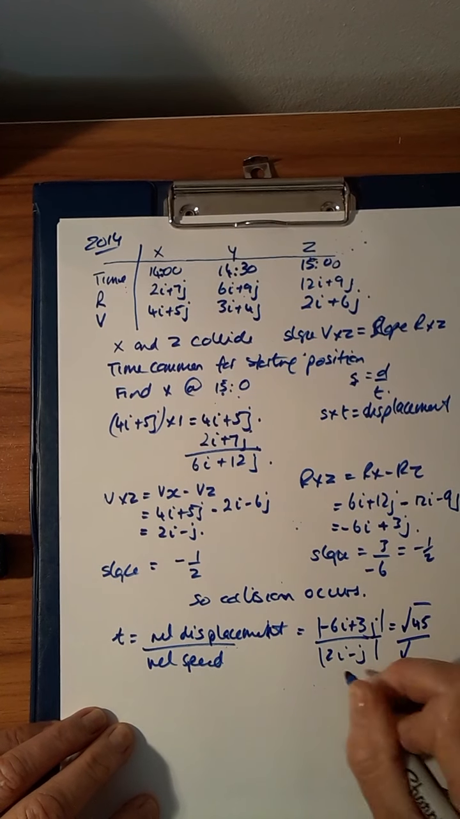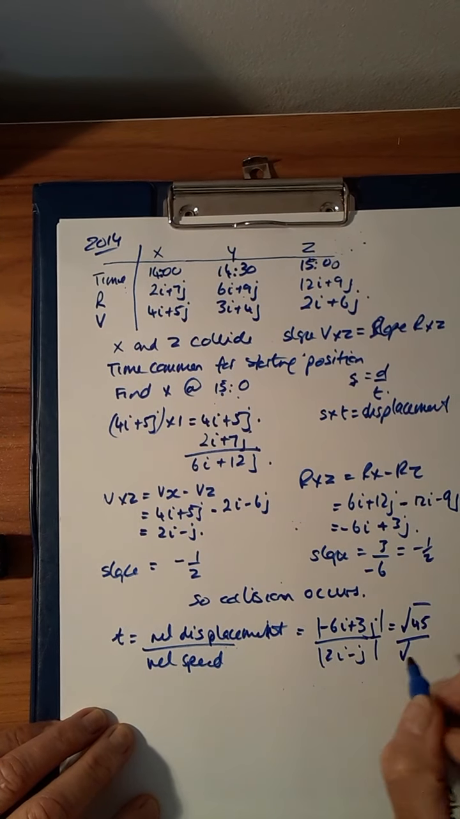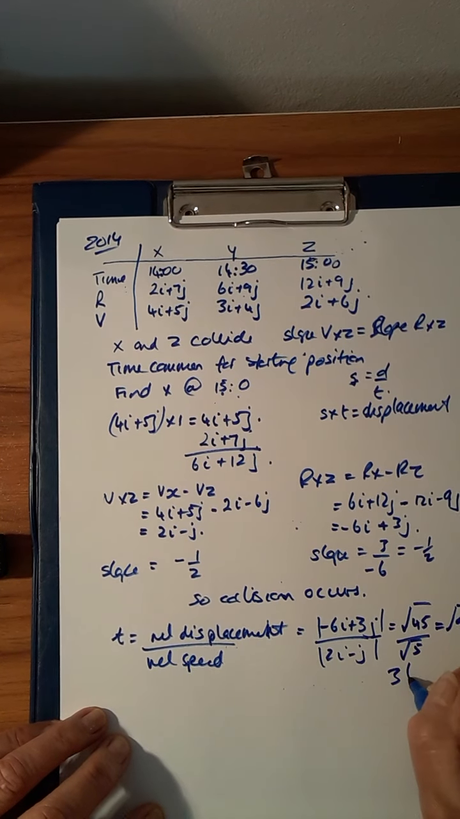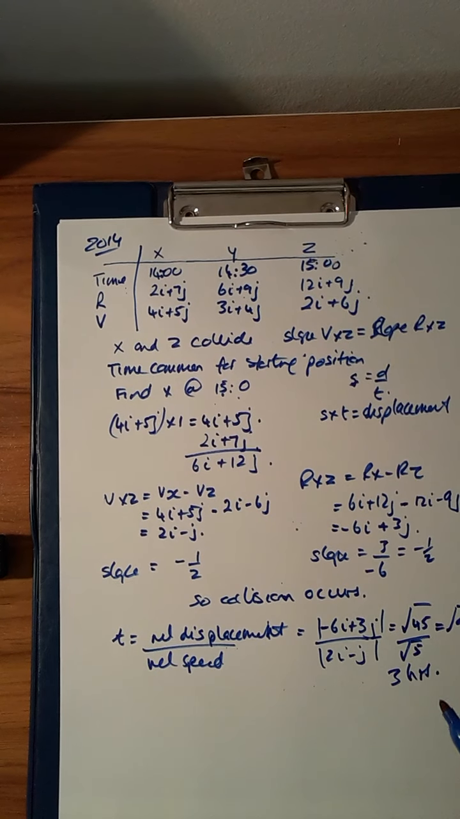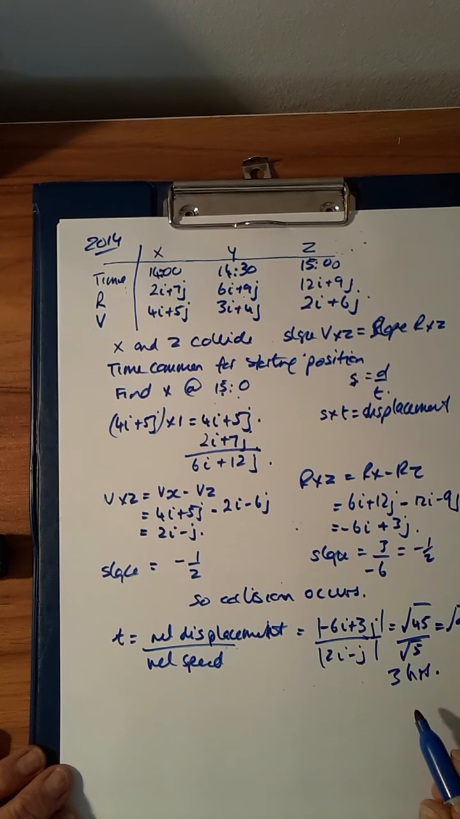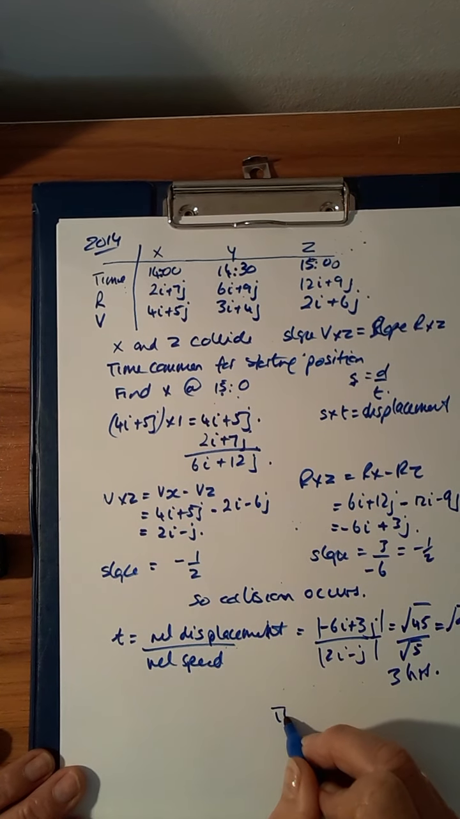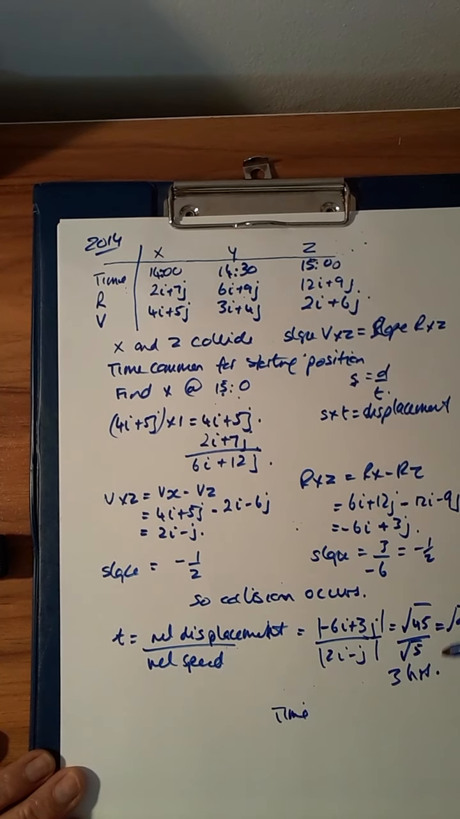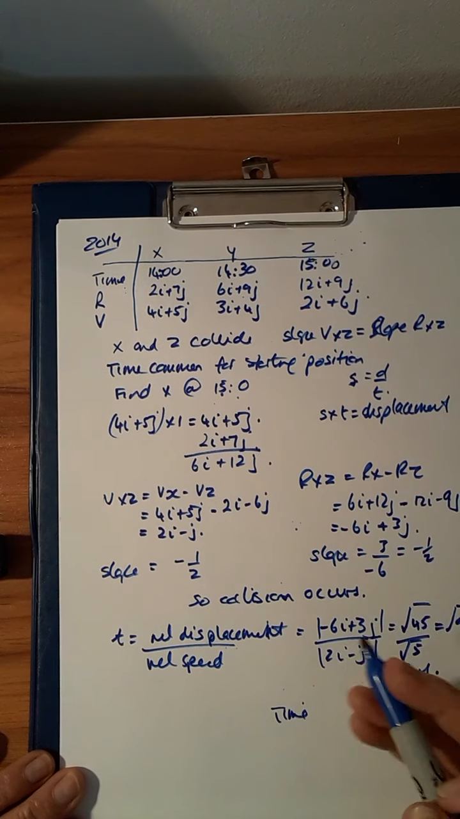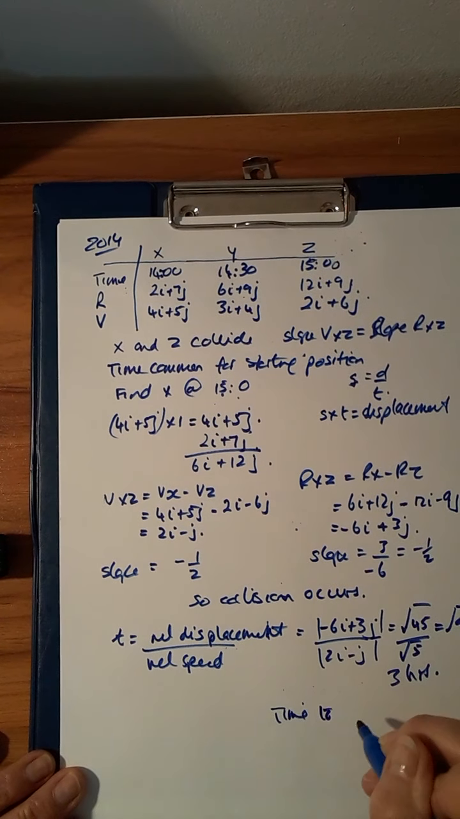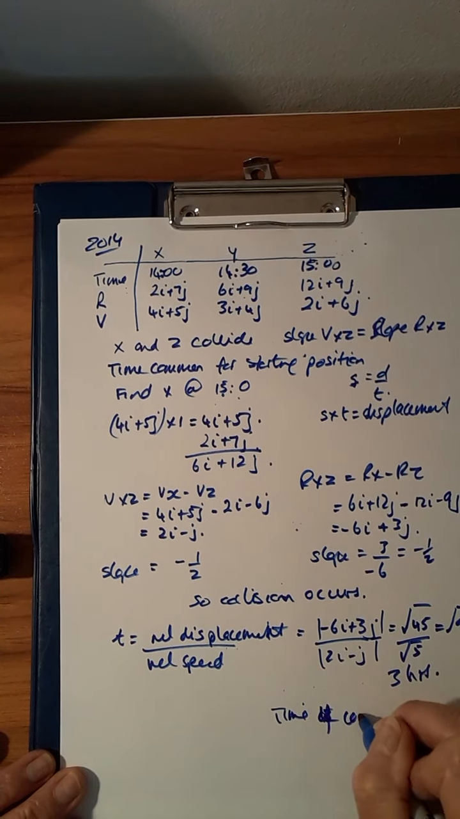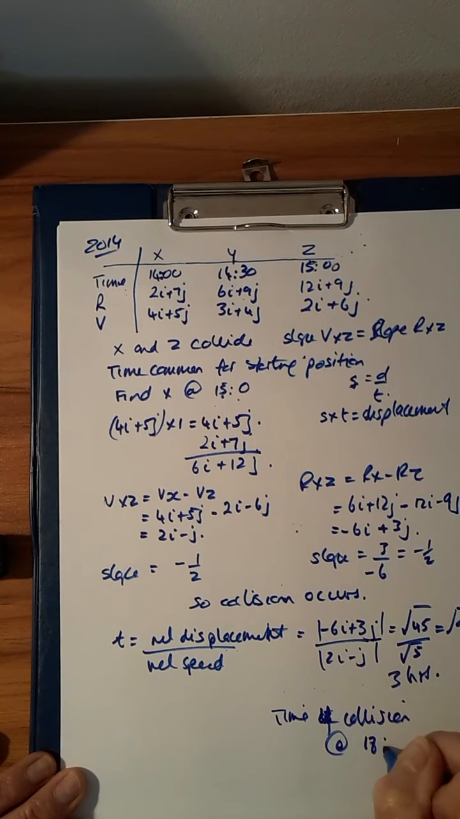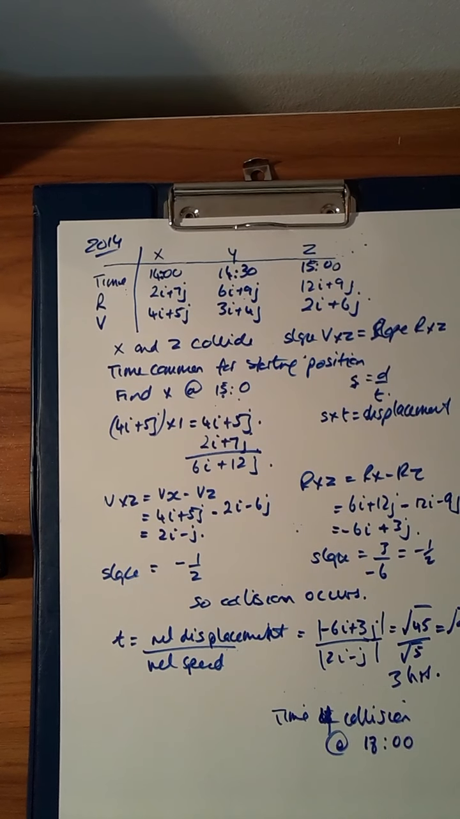And this one will be 4 plus 1, which will be 5. So this will be root 9, which means that in 3 hours there will be a collision. So the time of the collision, that means if Z sets off at 1500 and 3 hours later it collides with X, that means the time of the collision will be at 1800 hours.